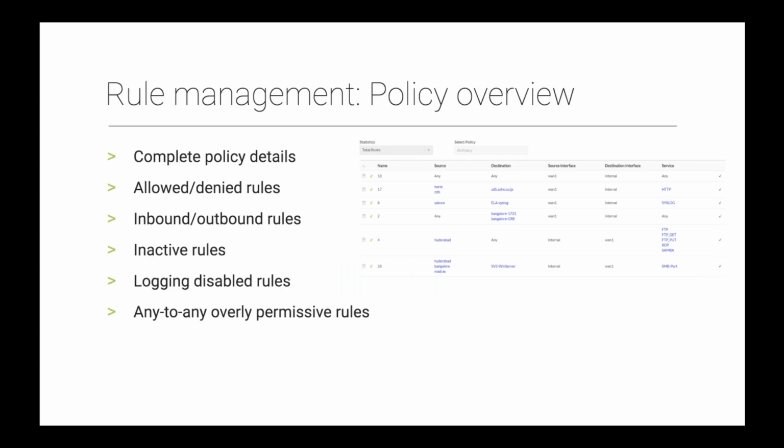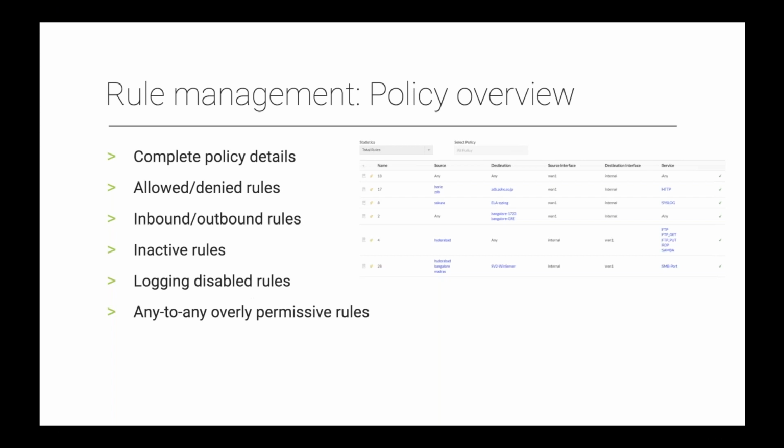First, the policy overview report. This report gives you the visibility to all the rules that have been written on the firewall. So you can filter rules according to allowed or denied rules, inbound or outbound rules, inactive rules, logging disabled rules, or any-to-any permissive rules. You can also download and analyze the list of rules.